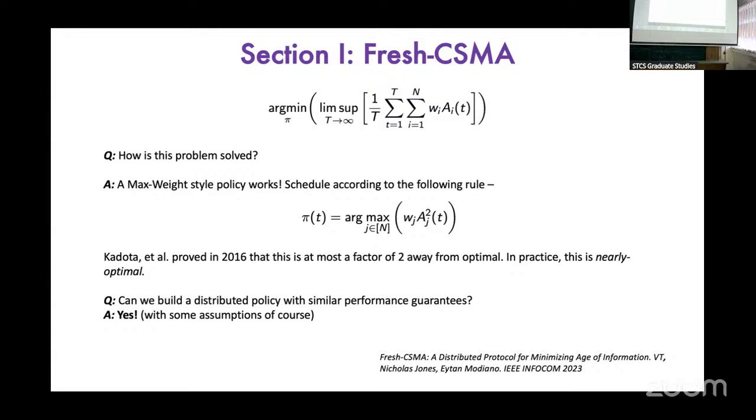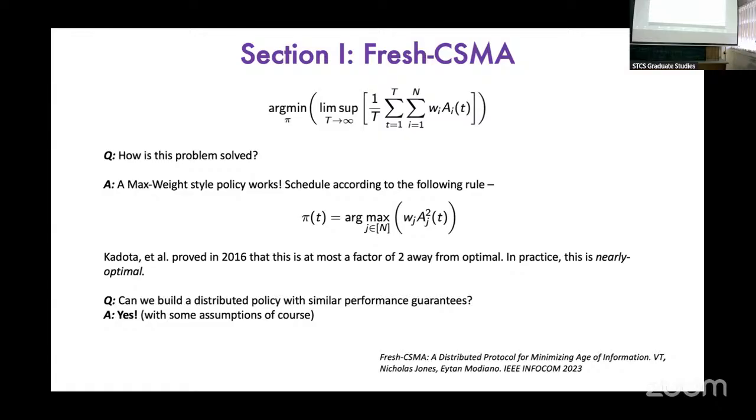Make sense? Okay. So what we know is that this policy is actually guaranteed to be at most a factor of 2 away from the optimal scheduling policy, which you could run by running dynamic programming over an infinite time horizon, which is extremely computationally involved and has the curse of dimensionality. So you would never do that. This policy is computationally efficient and has nice optimality properties.